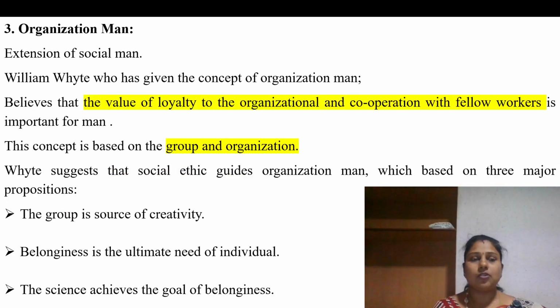The third one talks about the organization man, which is an extension of the social man model. William White has given this concept, and he believes that the value of loyalty to the organization and cooperation with fellow workers is a part of the organization man model. This model is based on group and organization. He also suggested three propositions. The first, a group is a source of creativity, and belongingness is the ultimate need of the individual. The science achieves the goal of belongingness.